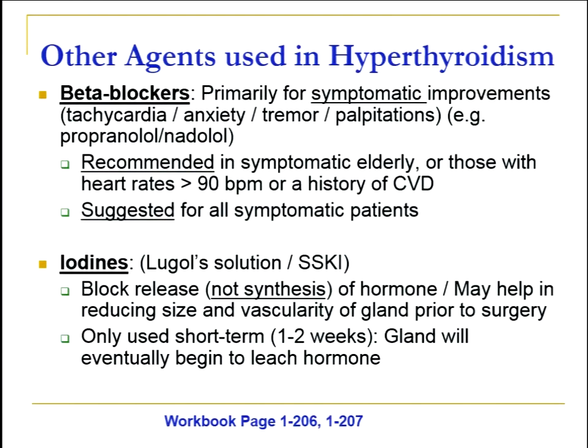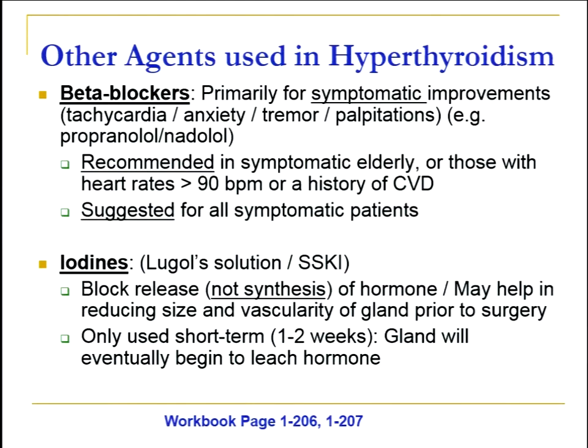We can still use beta-blockers. They're not great from an efficacy standpoint to normalize T3 or TSH for that matter, but they're great for symptomatic improvement. We think of the anxiety, the tremor, heart palpitations, tachycardia, and the like. And beta-blockers are quite useful from a symptomatic standpoint. For the recommendations, they are recommended in symptomatic patients who are older, those who have heart rates greater than 90, or have a history of cardiovascular disease. And they're suggested as an alternative for any patient who is symptomatic regardless of age.